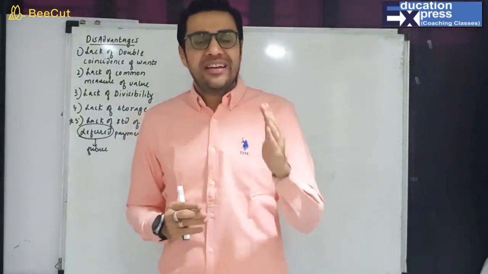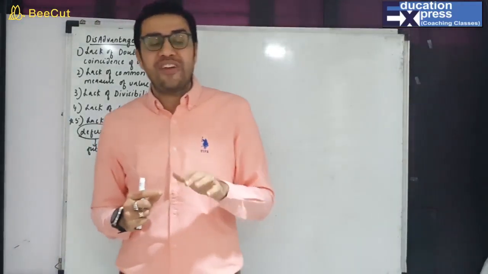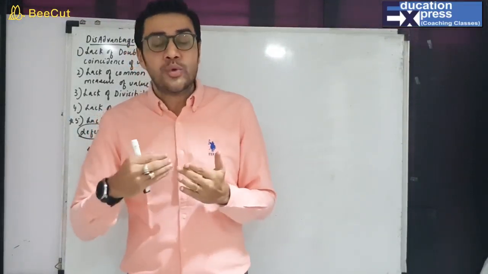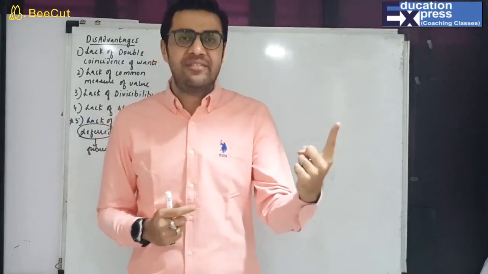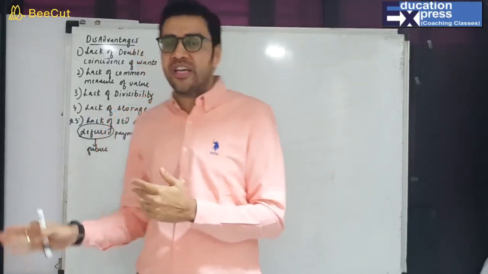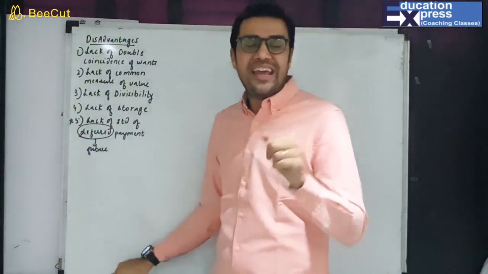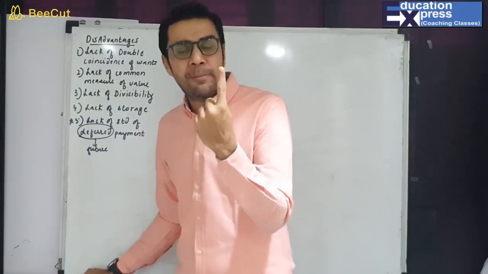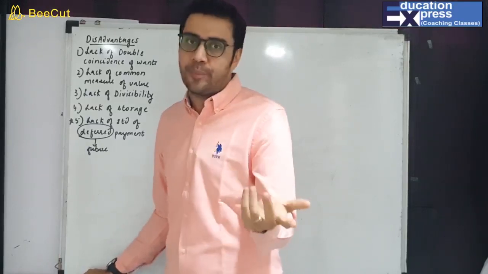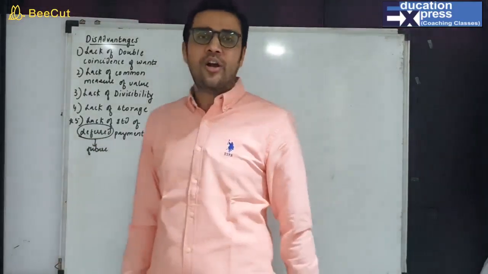Now divisibility used to be a problem especially in the case of indivisible commodities, when you had to convert them into smaller commodities. Commodity was indivisible and converting it into a smaller commodity was another problem. Example, if one horse is equal to 5 sheep, and somebody wants 1 sheep, can you divide the horse? Not possible. Fourth one, lack of storage.